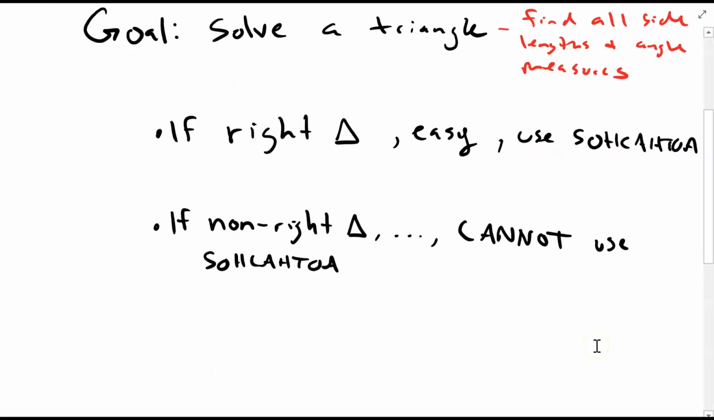So remember, the big takeaway is that SOHCAHTOA, that right triangle definition of sine, cosine, and tangent, requires, shockingly, a right triangle. If we don't have a right triangle, we need to use something different. Those something different are going to be the law of sines and law of cosines.